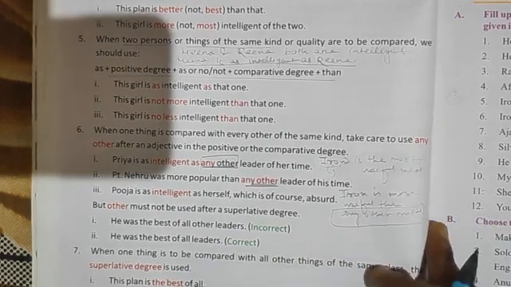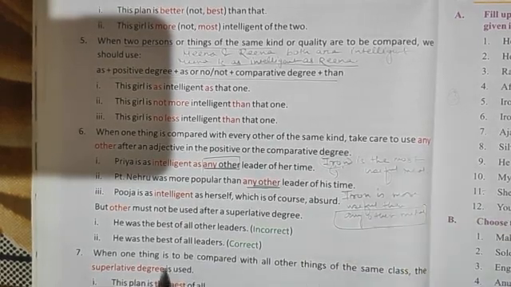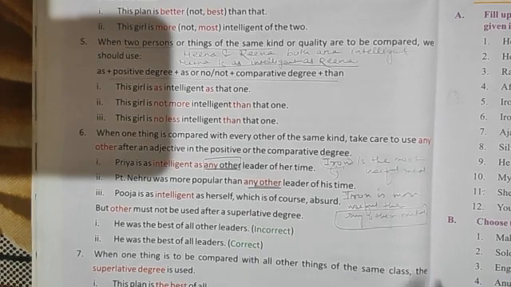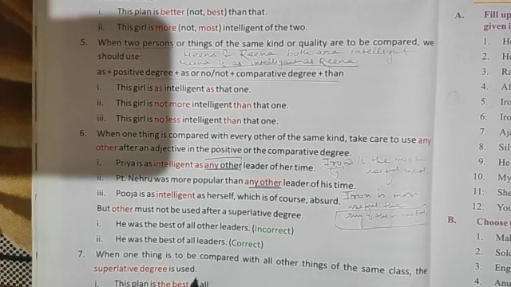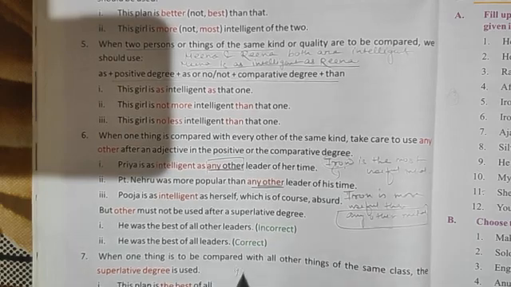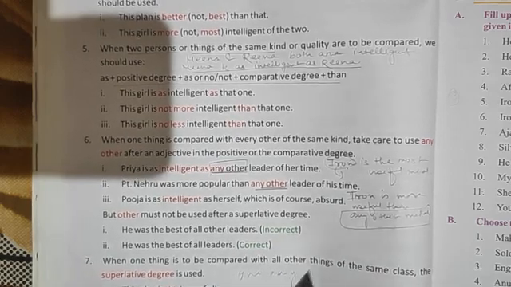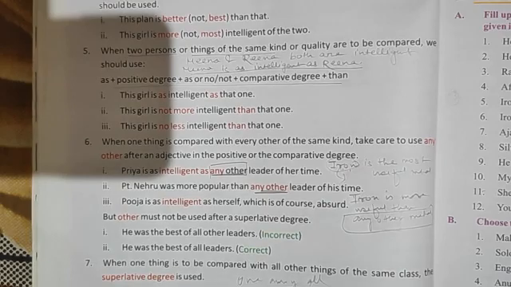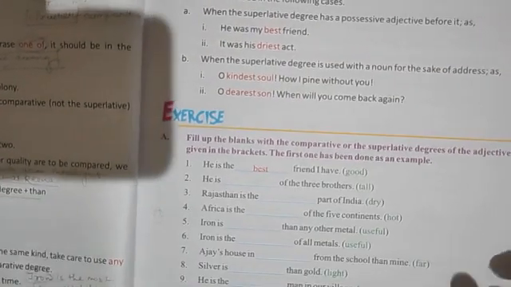Okay. Now see, number 7. When one thing is compared with all other things of the same class, the superlative is used. This plan is best of all. Again, when I am talking about one among all, superlative degree. Simple thing, one among all. Okay, so last, see what we have.